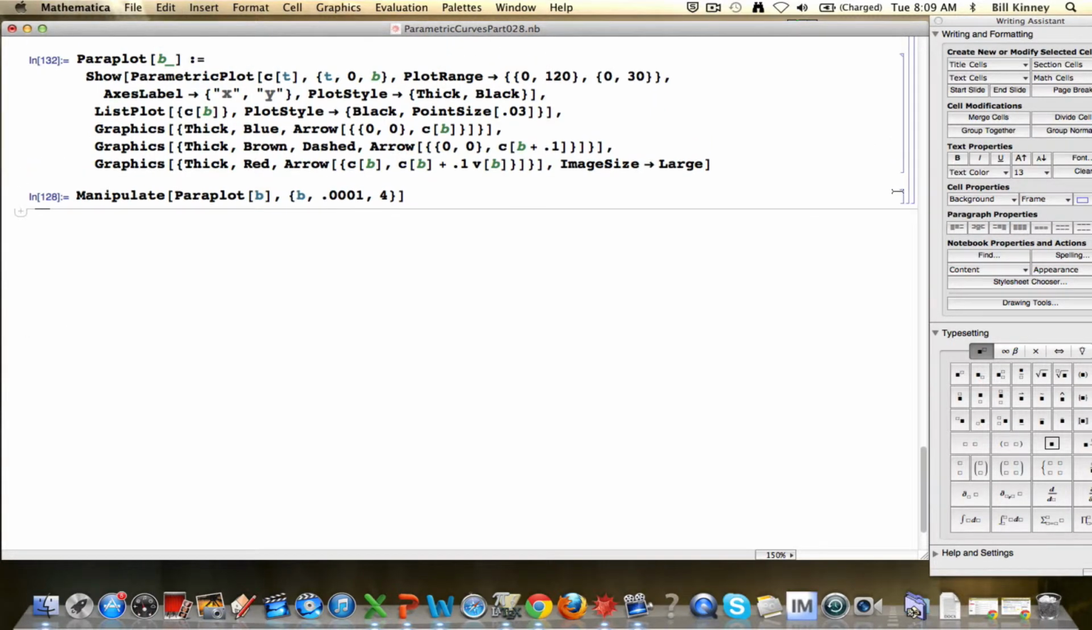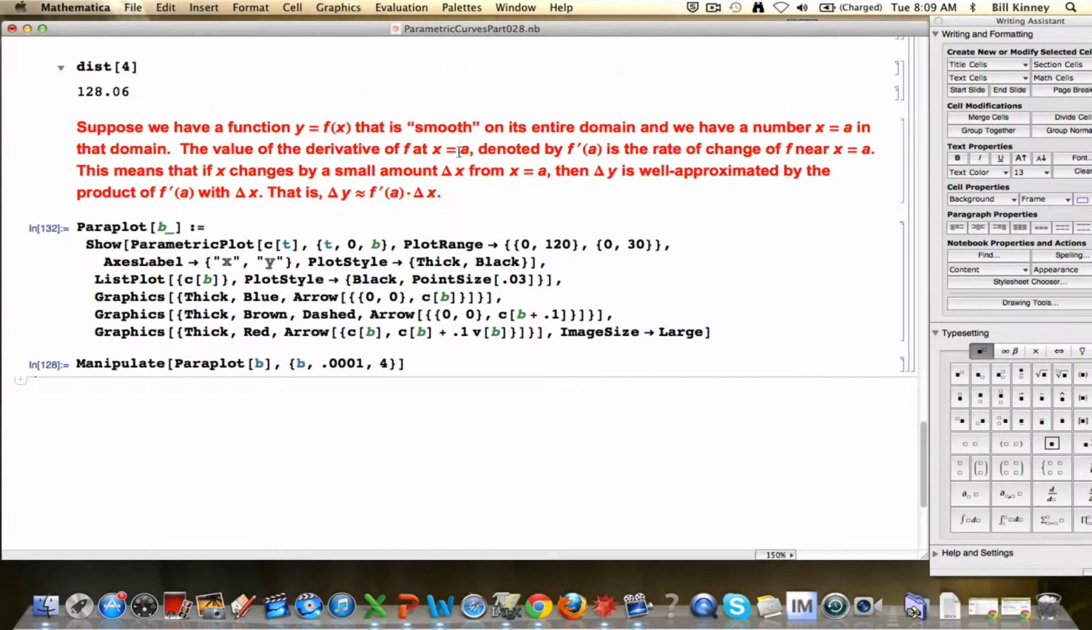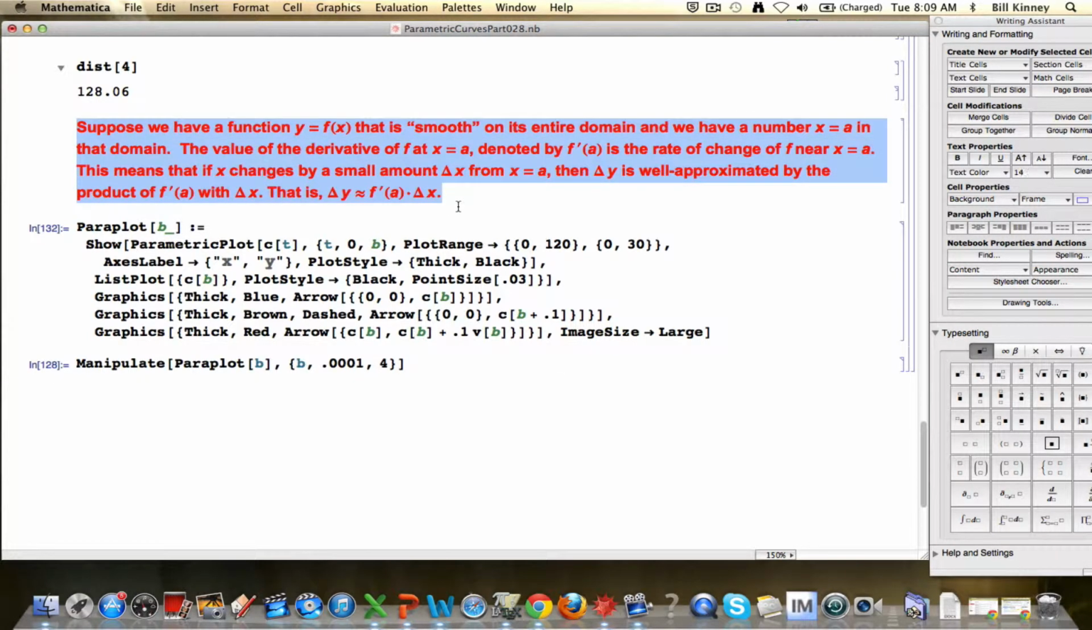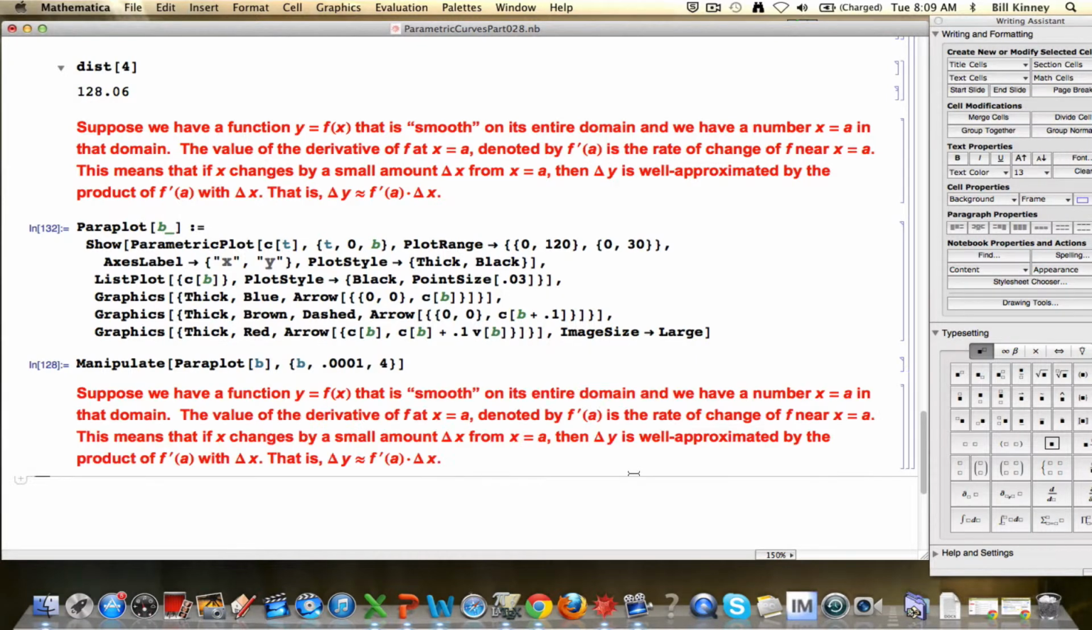Basically what I'm trying to say here is that we can generalize this statement that we made in the last video about the derivative of a function f of x representing the rate of change of that function to the vector case. Let me recopy it down here.